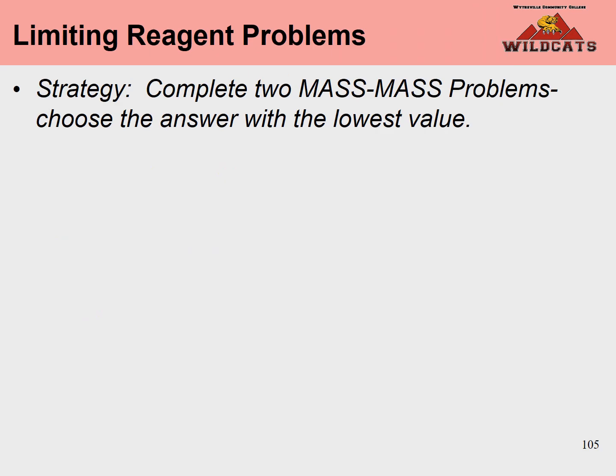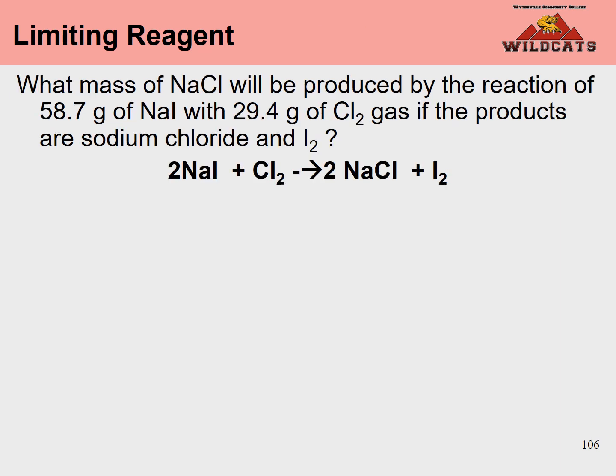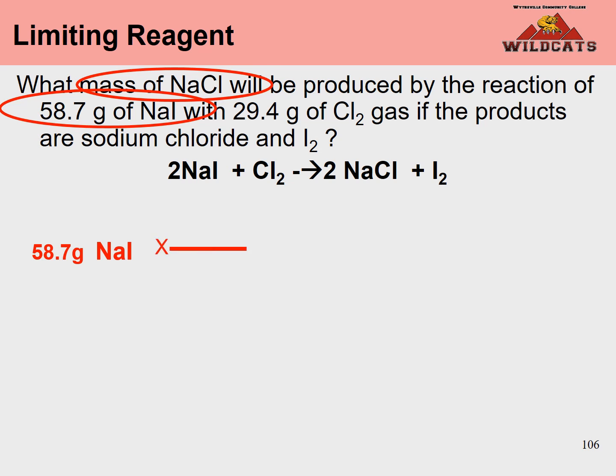So typically in a limiting reagent problem, the simplest form is we just complete 2 mass-to-mass problems, just like what we're doing, and then we'll pick the one with the lowest value, because the one with the lowest value starts with the limiting reagent. So on this one it says, what mass of NaCl will be produced by the reaction of both 58.7 grams of sodium iodide and 29.4 grams of chlorine. So we're going to start with the sodium iodide because it just comes first in the problem. And we're going to do like what we were just doing in the previous section. We're going to put the grams of NaI in the bottom.